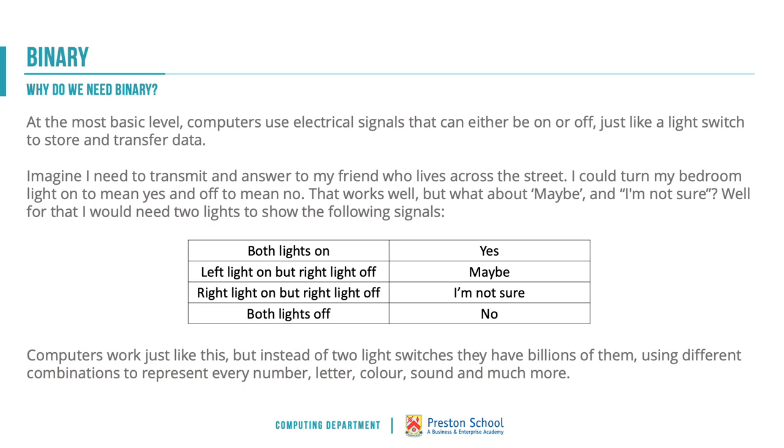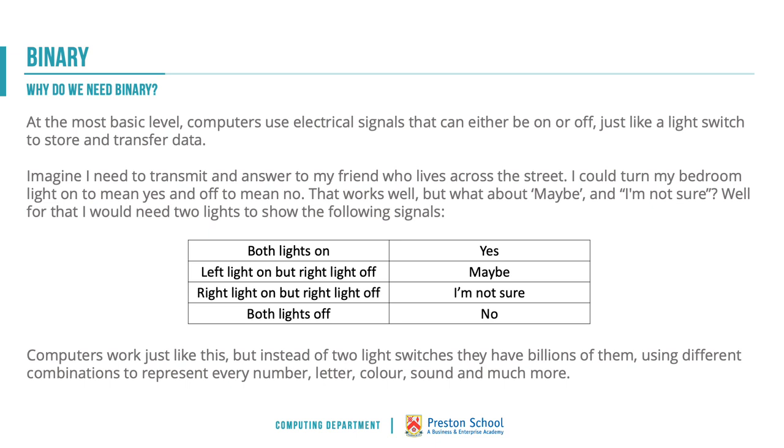I could transmit the word yes by turning my light on, and I could transmit the word no by leaving my light off, so my friend could shout a question, and I could switch my light on meaning yes and leaving it off meaning no. So I'm transmitting there some basic data.